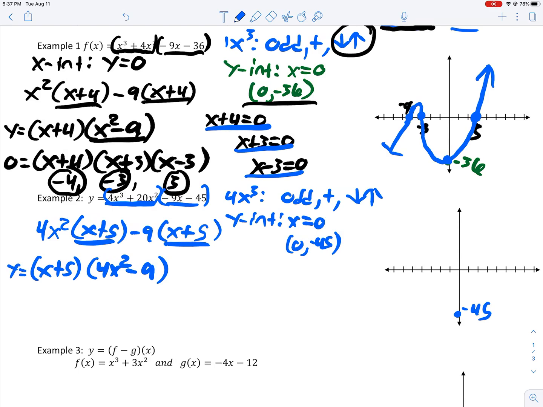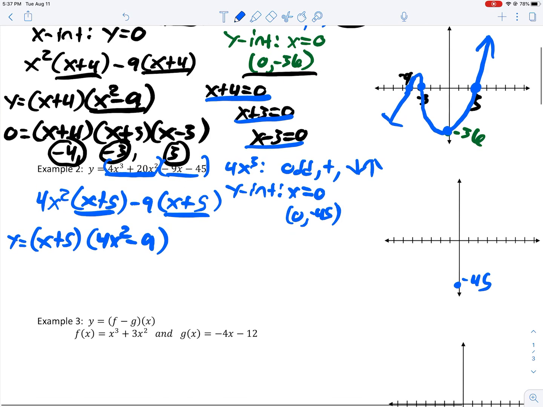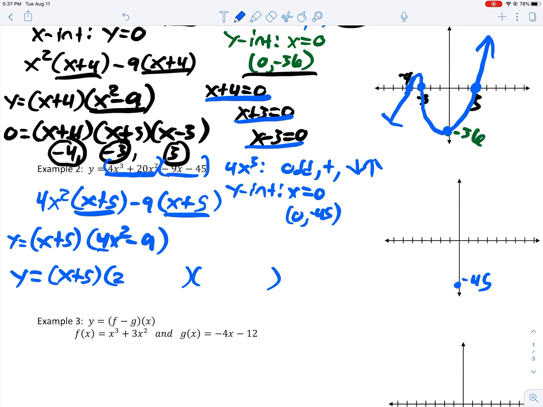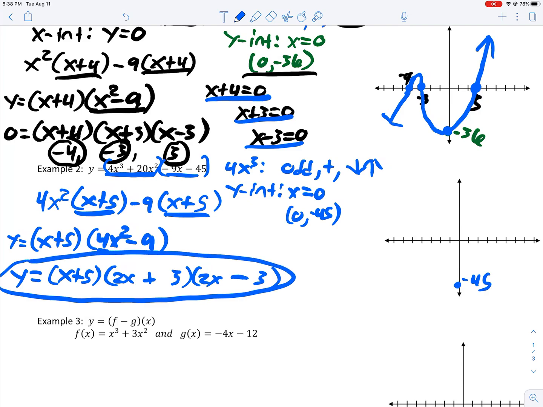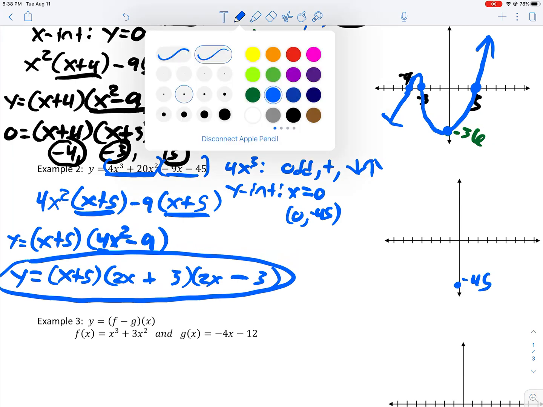So this is where I'm at. I'm semi-factored because 4x squared minus 9 is actually a difference of perfect squares. So I can go one step further. So x plus 5 is going to be two binomials. So what do you square to get 4? 2. What do you square to get x squared? X. What do you square to get 9? 3. And it's plus minus. This part here in blue is fully factored. That's factored form.